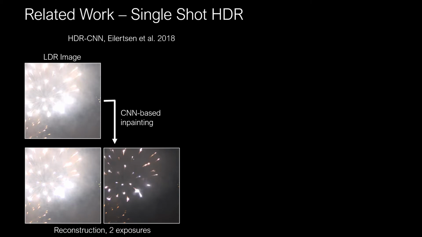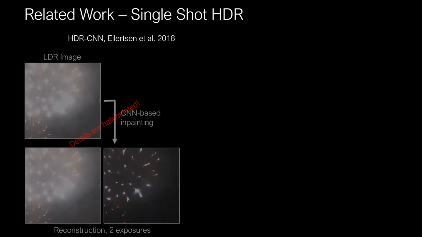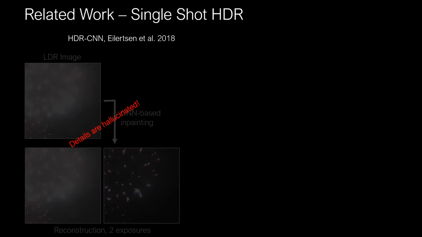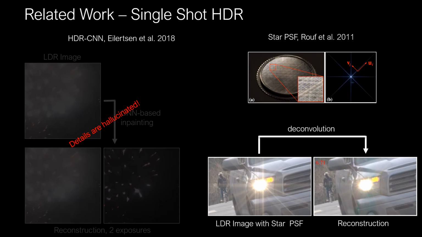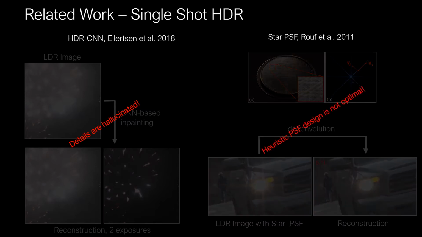Recently, neural network-based in-painting methods have been proposed that estimate the details in the saturated regions of a scene. Unfortunately, these methods can only hallucinate the missing details. A promising idea to optically encode bright scene details into a low dynamic range image was proposed by Rouf et al. They used a photographic filter that creates a star-shaped point spread function. This PSF spreads otherwise saturated details into the other parts of an image, which are then recovered via deconvolution. Although interesting, this optical filter design was heuristically chosen and is not optimal.